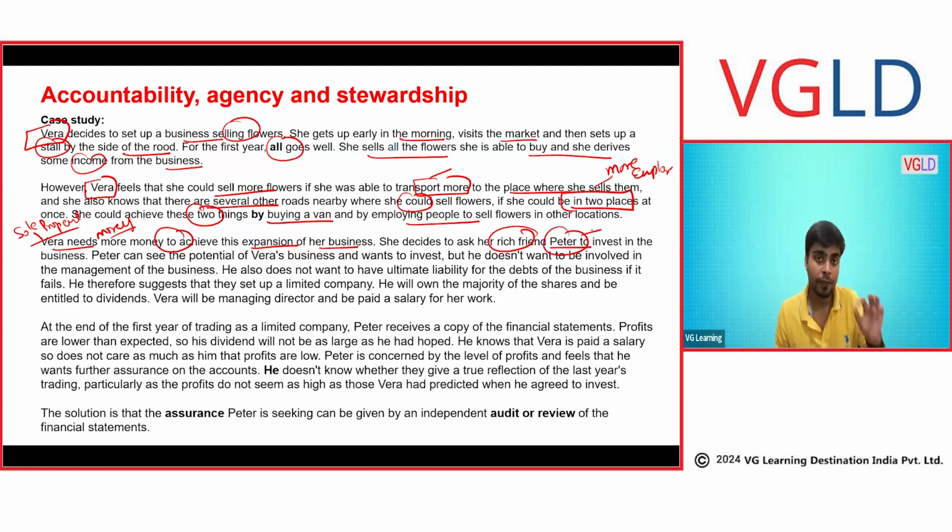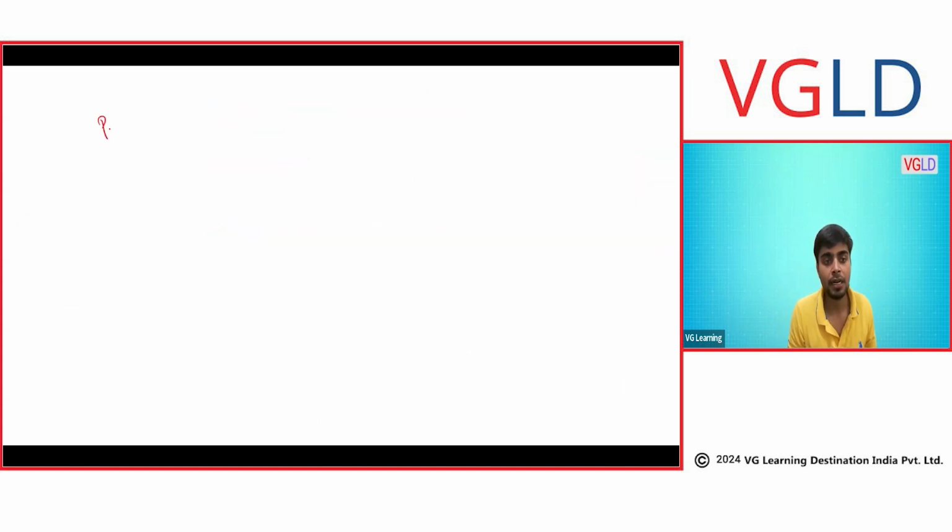Now, if you look at the concept of the company, this Peter would be investing his money. So money is given by Peter. Here, Peter would become the shareholder and Vera would become the director. Why? Because the shareholder has the money. Peter has money with him, but he doesn't know how to sell flowers.